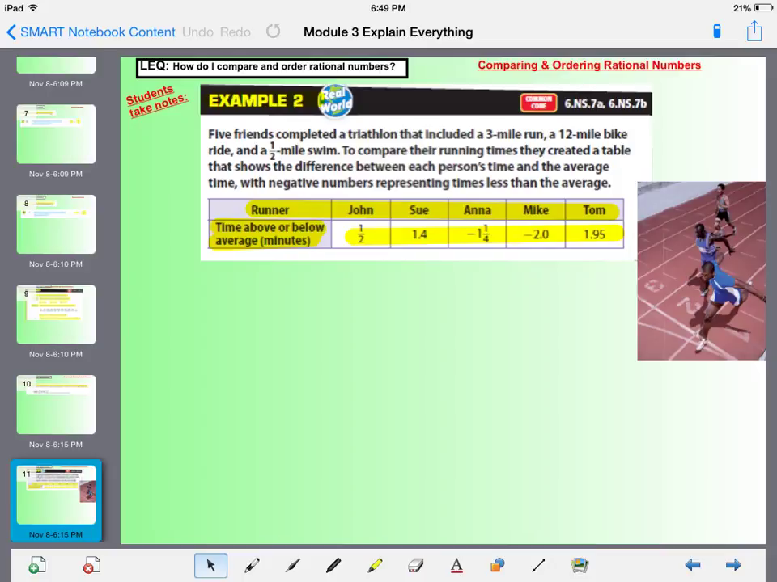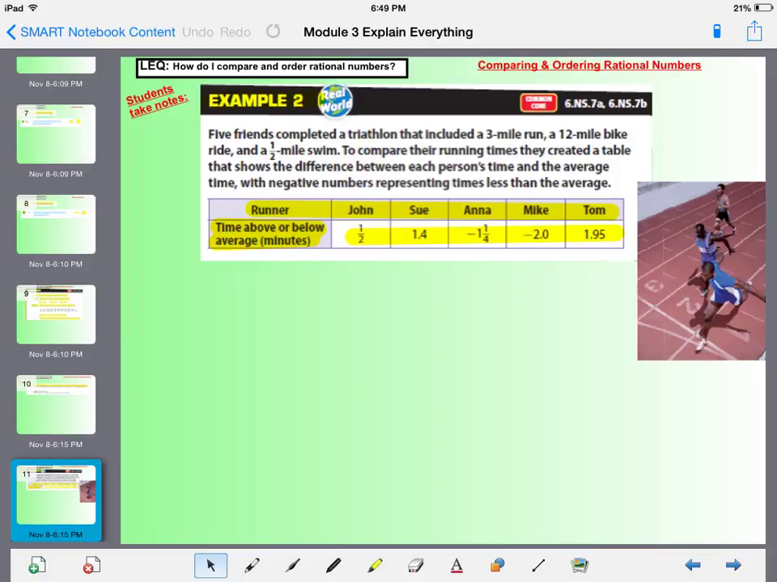So those were your faster people. The average time would be like your 0, and then the people on the negative side would be the ones that got there faster because they made it in less time than the average time, and then the people on the positive side would be the ones that took a little longer than your average time.